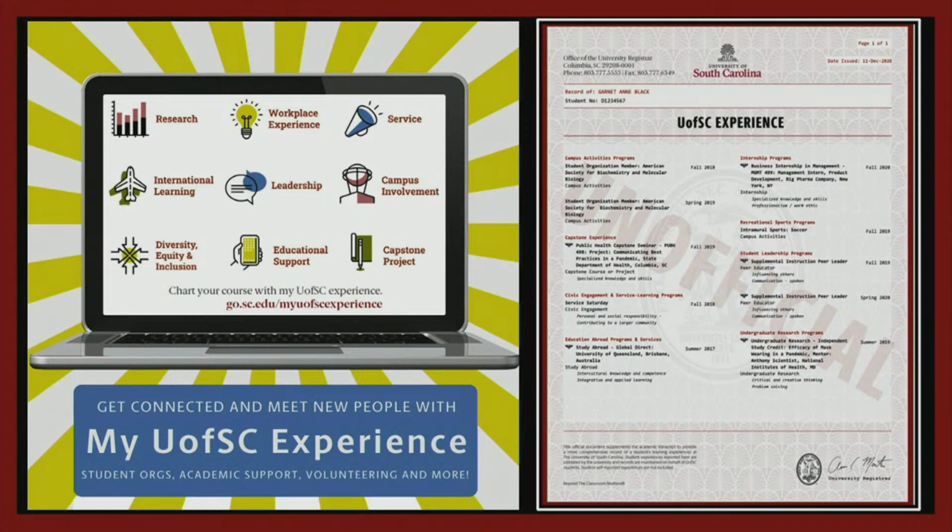It's categorized, so it'll show you all the different things that you've participated in that are related to, let's see, what is that first one? Campus activities, or capstone experiences, or education abroad, or service learning. There are all these different ways that you can customize on the back end in your Self-Service Carolina account. You can customize these co-curricular transcripts to however you want it to look.